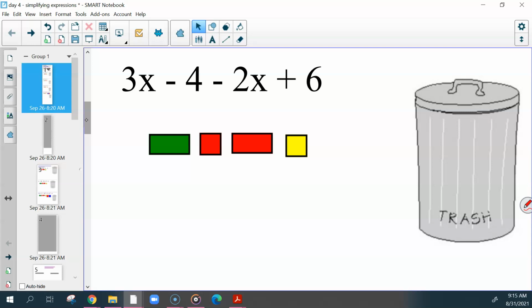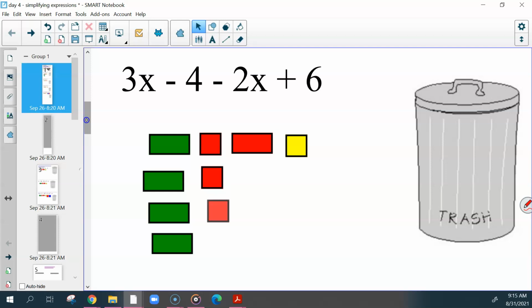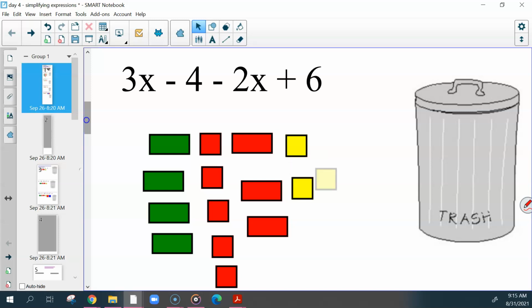You can say all of it or just the keys, Brianna. We have 3 green x's, 4 negative ones, and then 2 negative x's, and then 6 positive ones.